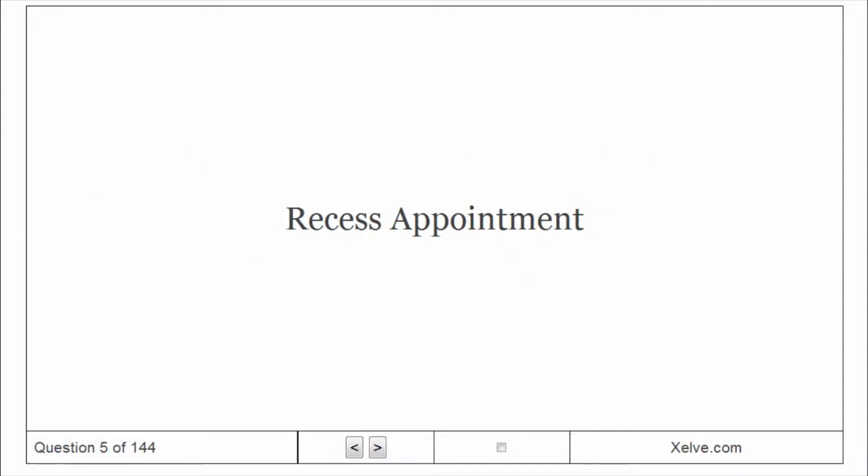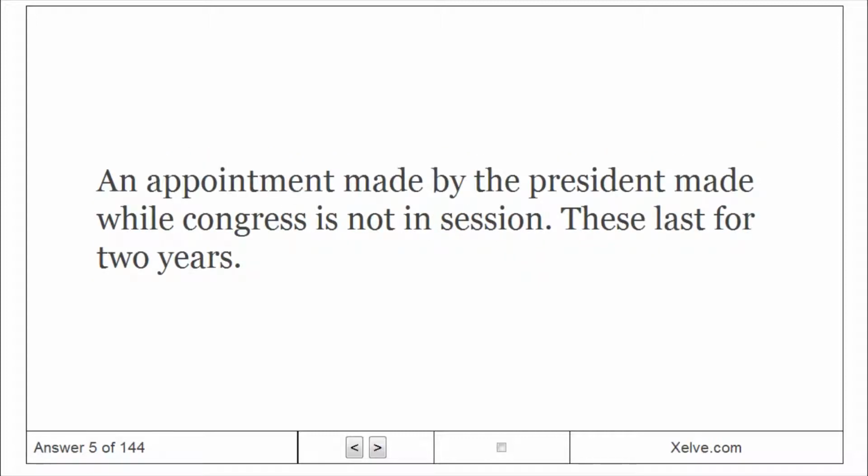Recess appointment. An appointment made by the president while Congress is not in session. These last for 2 years.